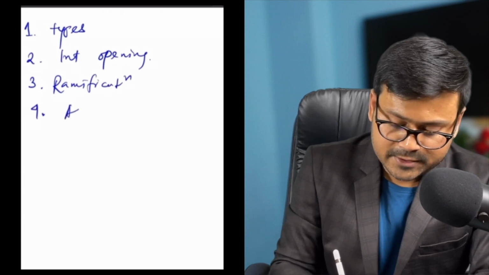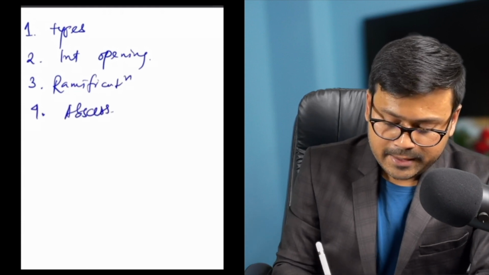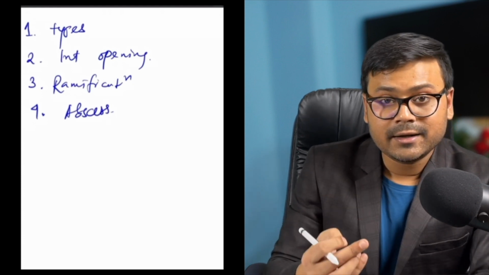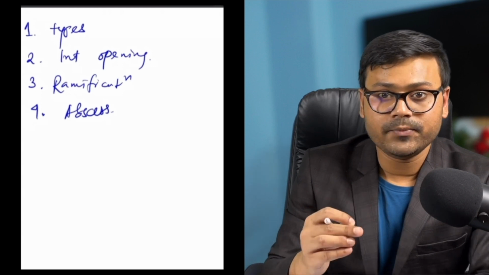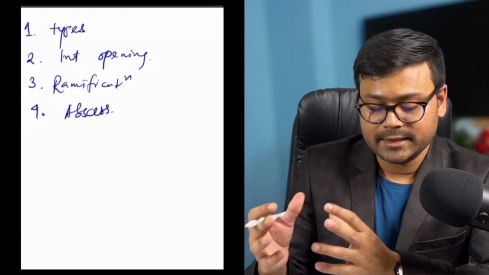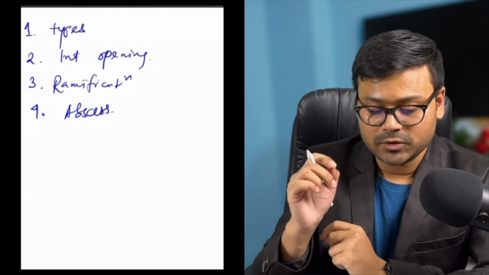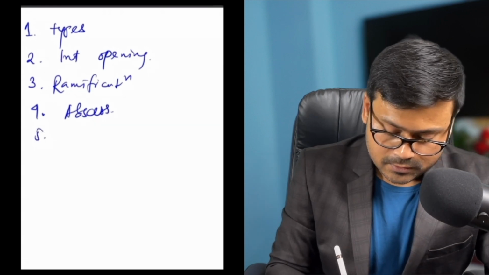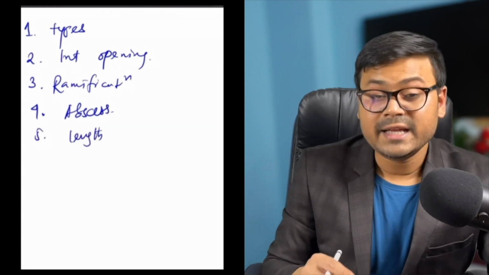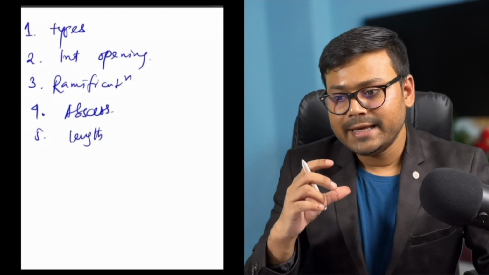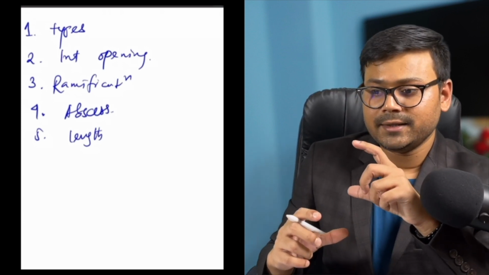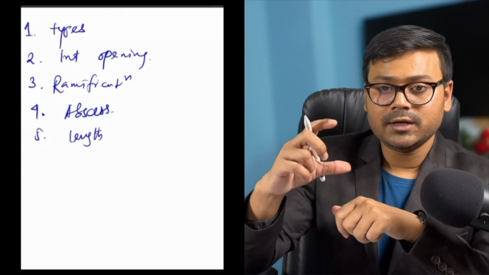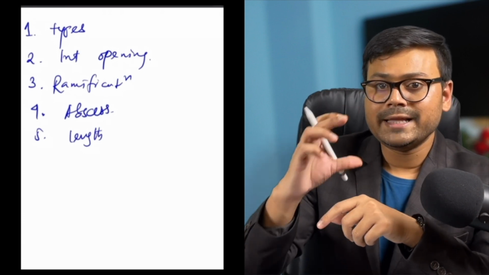Fourth is abscess formation. Again, whether abscess formation is there or not. If it is not present, definitely you should mention in your report that no abscess formation is seen. The negative finding is also important. And now the length of the fistula, and the length is measured in the coronal image. So in the coronal image you should mention the distance from the skin to the internal opening, the length of the fistula tract.